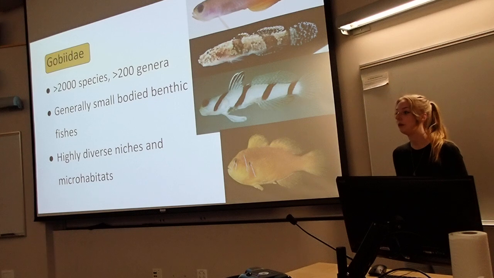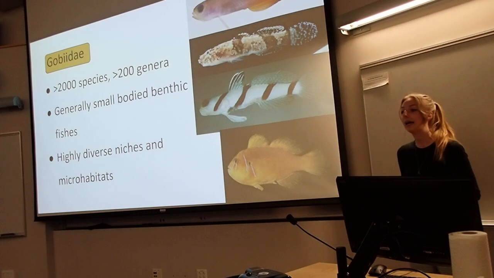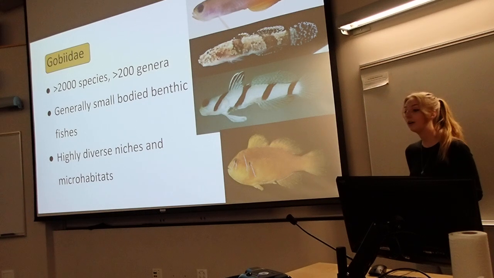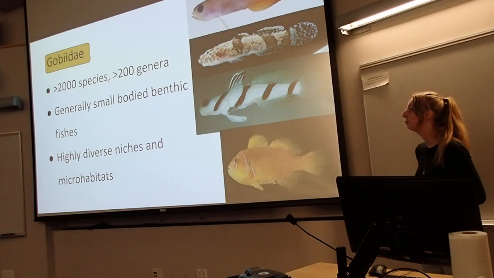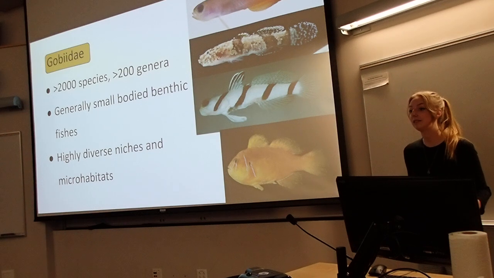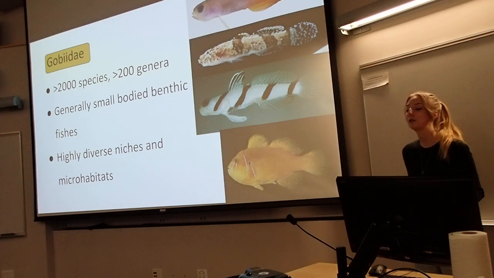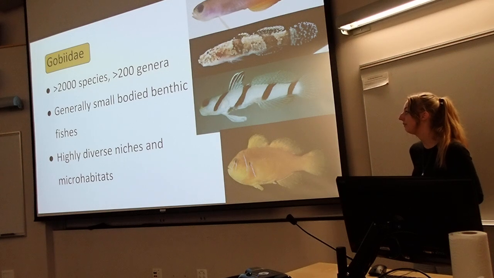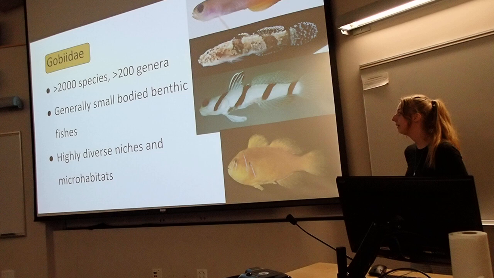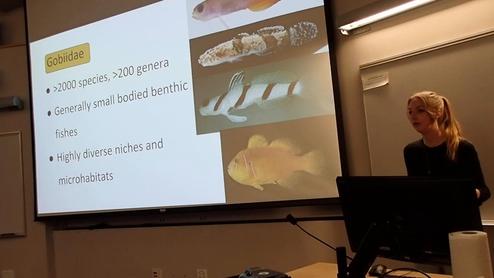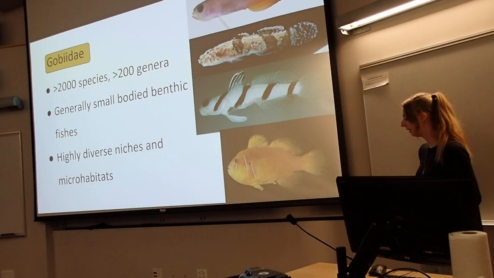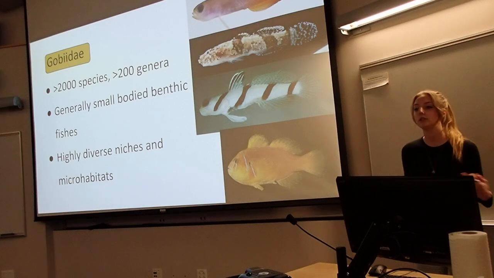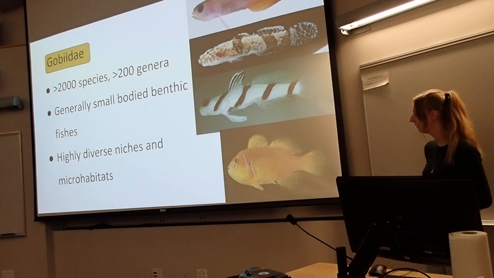But who is the family Gobiidae? Now, it is a massive group of fish with more than 2,000 species and more than 200 genera. And while they're really massive in the amount of species they have, they're actually very small-bodied fish that live in benthic areas. And within this high diversity and the high amount of species that we see in this family, it opens up a bunch of different diverse niches and microhabitats.